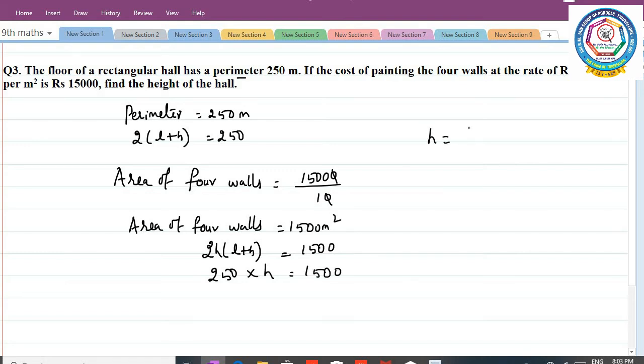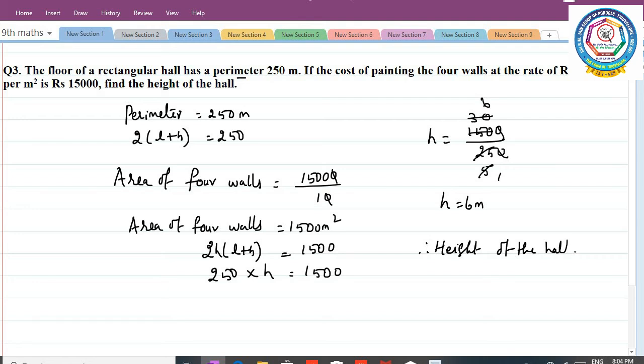Therefore H is equal to 1500 by 250. Zeros will cancel. If you are using 5 table, 5 5s are 25, 3 5s are 15, 50 here one 0. Again 5 table, 1 5 is 5, 6 5s are 30. So H is equal to 6 meter. Therefore, height of the hall equal to 6 meter.